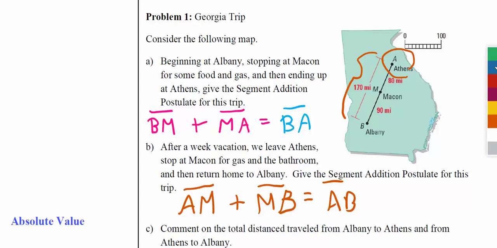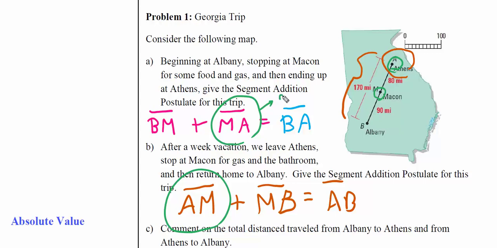Notice how this is the same trip forward and backward. Notice the order of the letters. For example, here was MA, here it's AM. But if we consider, for example, if we start at Macon and go to Athens, that's an 80-mile trip. Or if we consider A to M, start at Athens, go to Macon, it's still an 80-mile trip. So even though in this case the letters may seem switched around, it still represents the same distance.